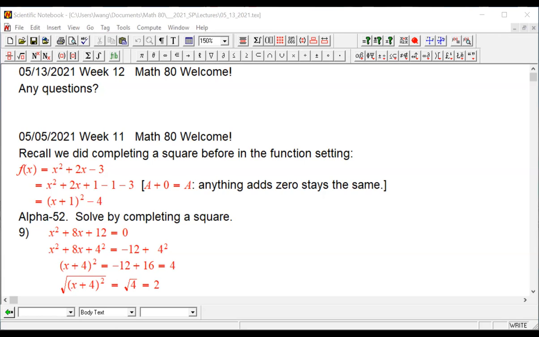Do you have any questions? Any questions about solving by completing the square? No? Okay. If you don't have any questions, I think we would like to move forward.